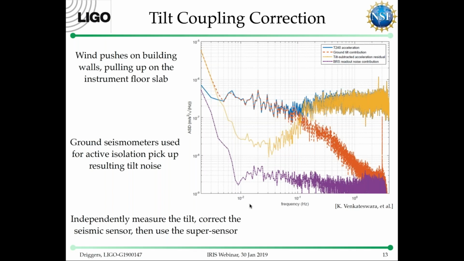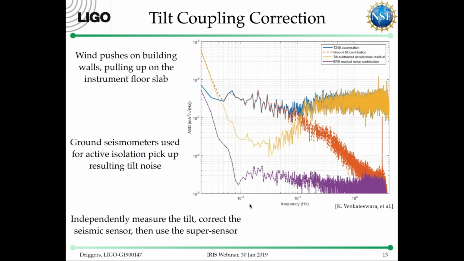And so when the wind is blowing hard enough, in excess of 30 or 40 miles per hour, then it's a very significantly noticeable effect on our interferometer. So what we have done is we can now independently measure the tilt of the ground. We correct the seismic sensor that's on the ground for that tilt motion, and then we use the super sensor as our actual horizontal motion sensor that we then use for actuating on our tables.